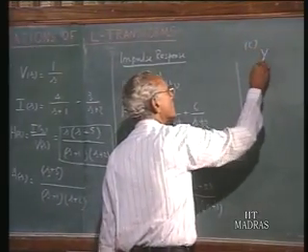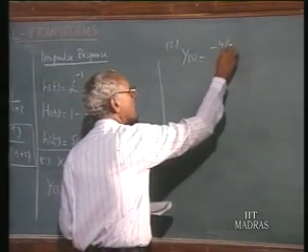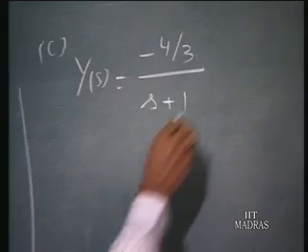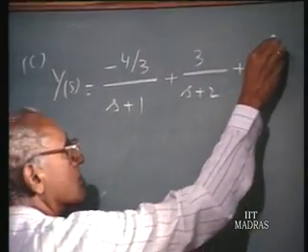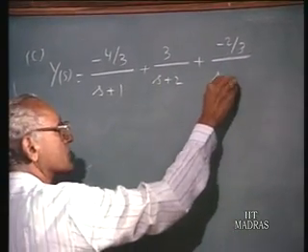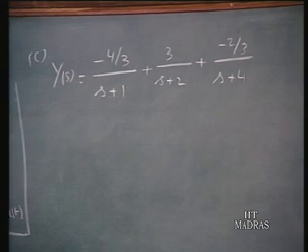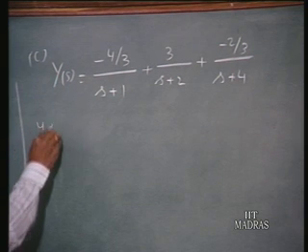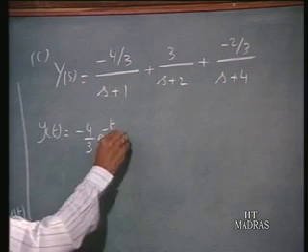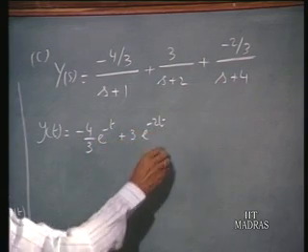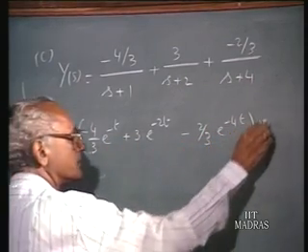So Y(s) turns out to be minus 4 upon 3 over s plus 1, plus 3 upon s plus 2, plus minus 2 upon 3 over s plus 4. That is, the partial fraction expansion of this will contain 3 terms. So y(t) will be minus 4 by 3 e to the power of minus t, plus 3 e to the power of minus 2t, minus 2 by 3 e to the power of minus 4t, times u(t).